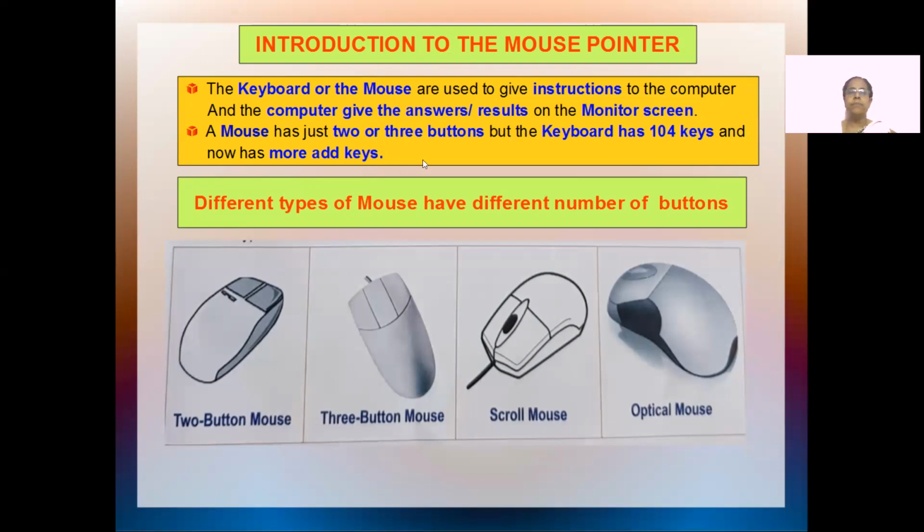Let's see the different types of mouse that we have right now. You have a 2-button mouse, a 3-button mouse, a mouse with a scroller, 2 buttons with a scroller, and this is an optical mouse which I showed you just now, right? So many types of mouse are there. So 2-button, 3-button with a scroller, and an optical mouse. You use an optical mouse in the school all the time.